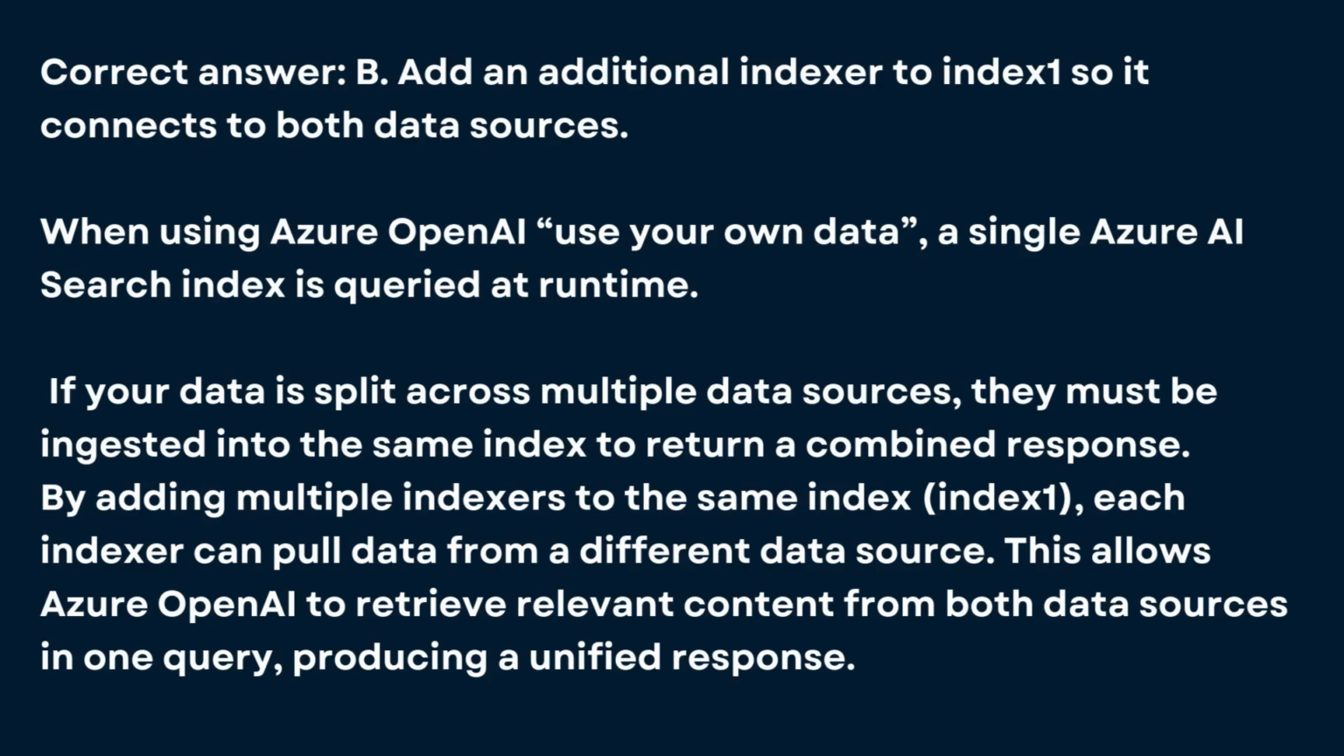Explanation. Azure OpenAI can query only one Azure AI Search index at a time. To return results from multiple data sources in a single response, all data must exist inside the same index. By adding an additional indexer to Index 1, you can ingest data from another data source into that same index. This allows Azure OpenAI to retrieve content from both sources using one unified query.